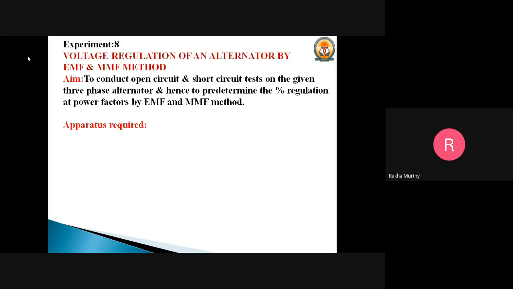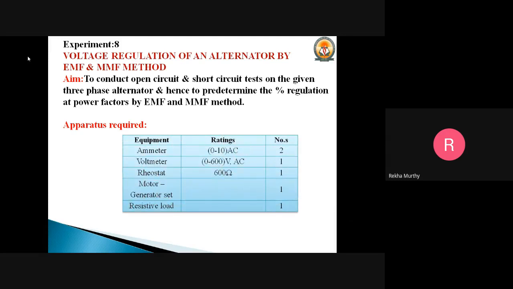Now let us see how to conduct this test. As in the previous experiment, the same setup we are going to repeat. The test is going to be conducted on an alternator, so nowhere are we going to make use of a transformer. Let us see what equipment we require. These are the equipment we require, and it will be almost similar.